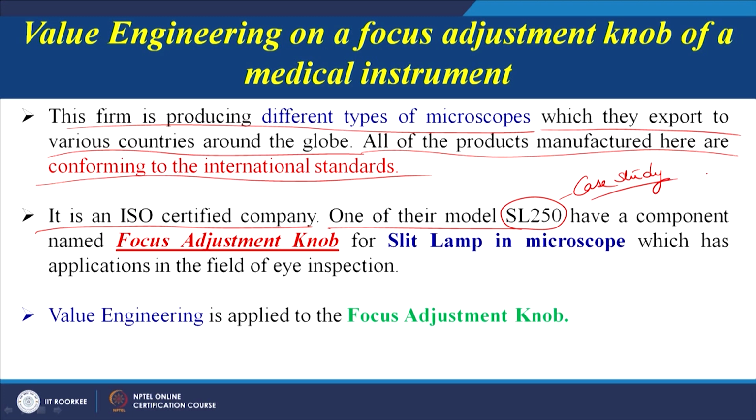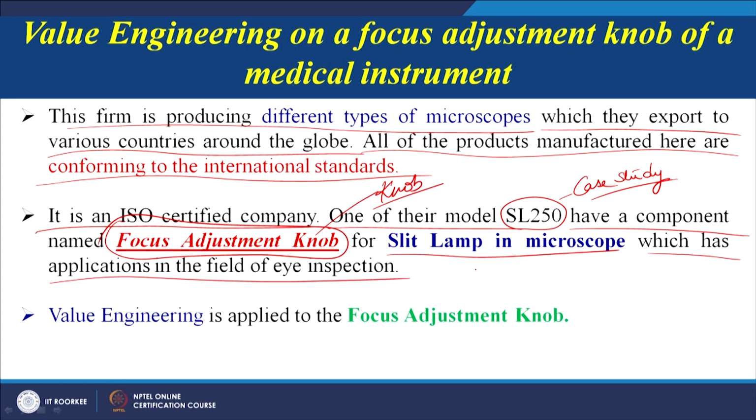So one of their models has a component called a focus adjustment knob. It is a focus adjustment knob for a slit lamp microscope, which has applications in the field of eye inspection. So this means a specific instrument, a focus adjustment knob, which is a specific part of a medical microscope. So the authors want to see how the principles of value engineering can be used to focus on the functional cost relationship of this focus adjustment knob.